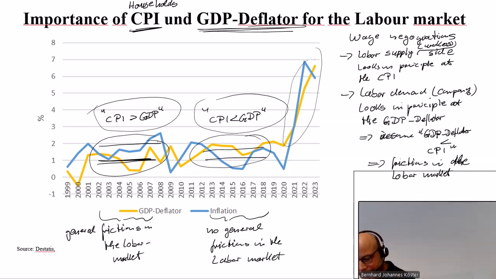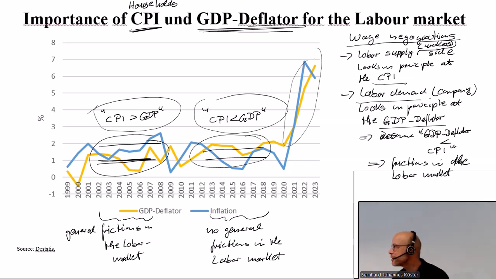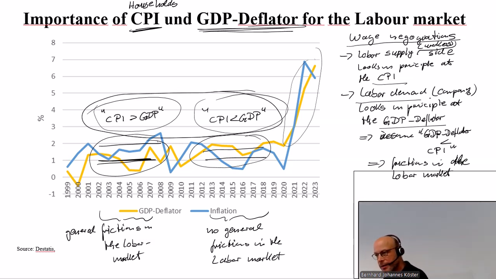So then I will do it once more. In general, here, wage negotiations, labor supply side: the workers demand an increase due to the CPI. Labor demand side: the companies are able to provide an increase in general due to the GDP deflator. And then for the frictions in the labor market, we look at the relation between these two.